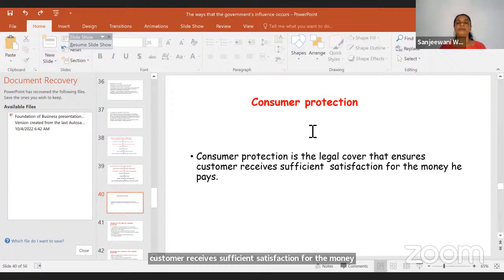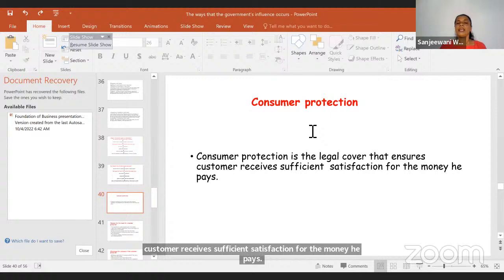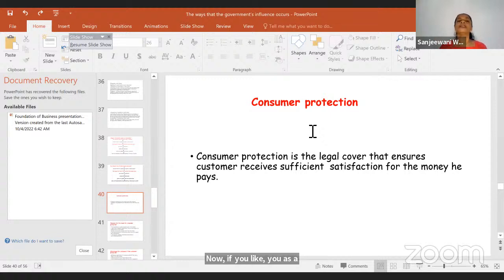Now, if you as a consumer get the satisfaction for the amount that you pay, that is consumer protection, right? So that will protect you legally. All right.